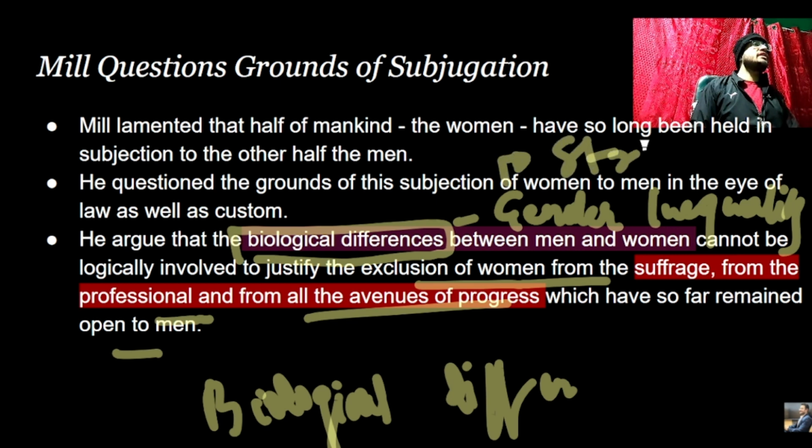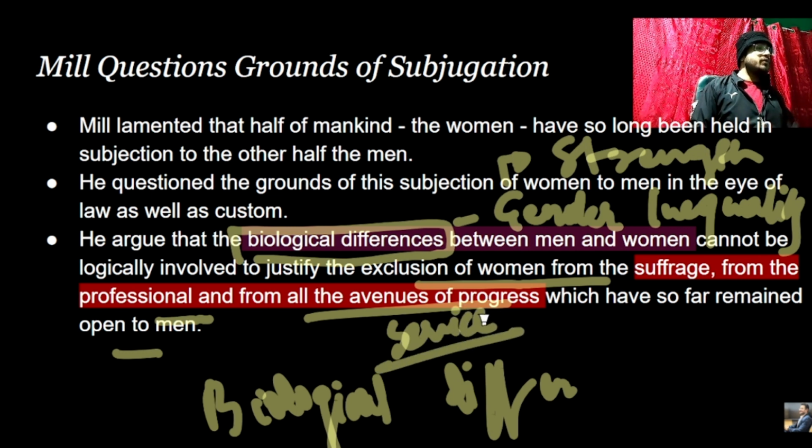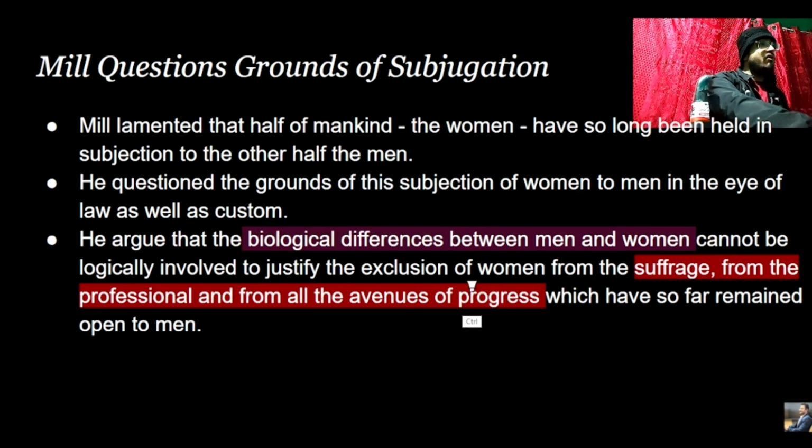He is basically propounding the idea of strength, right? Just because men and women have a difference in strength, they cannot be excluded from certain basic rights like the right to suffrage, the right to profession, and the right to be free from all such restrictions on their progress, right? How can we do that? And we have already seen certain examples, like service sectors where women are almost performing at par with their male counterparts and sometimes even better, right? So Mill is basically questioning the ground of biological difference or gender inequality, right?